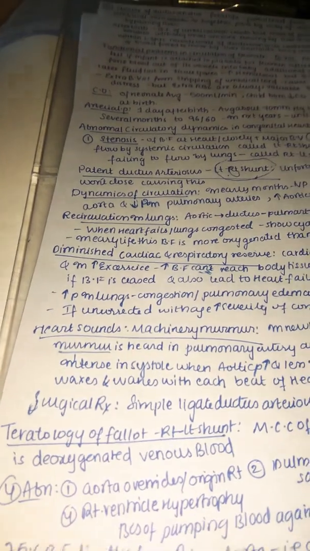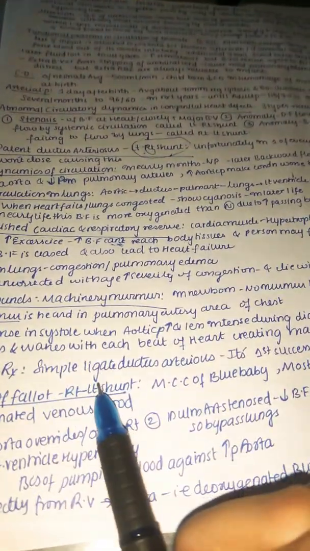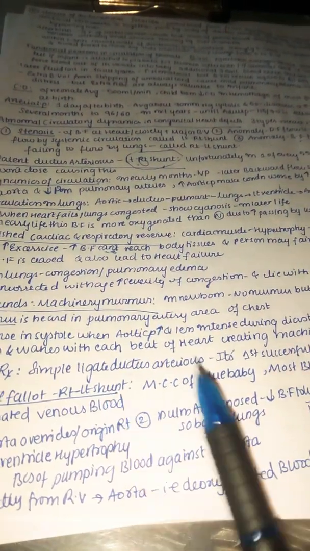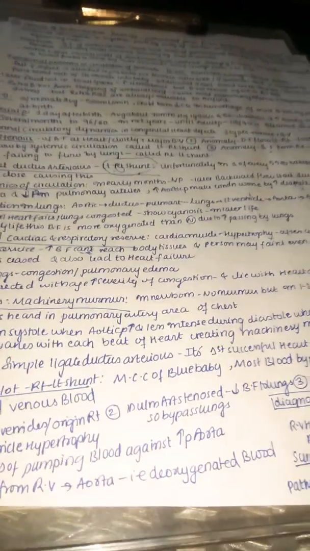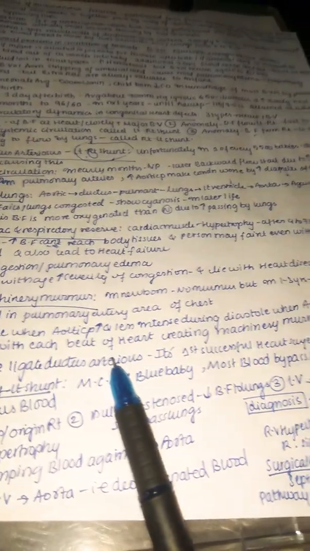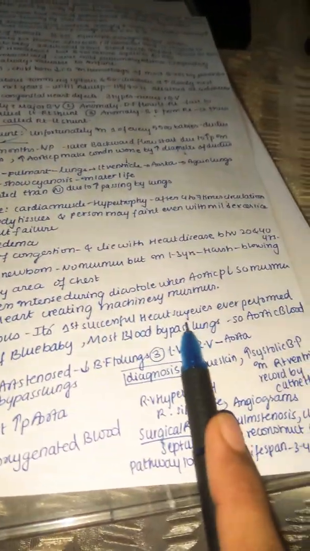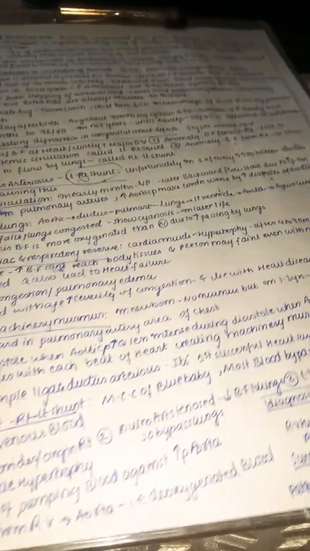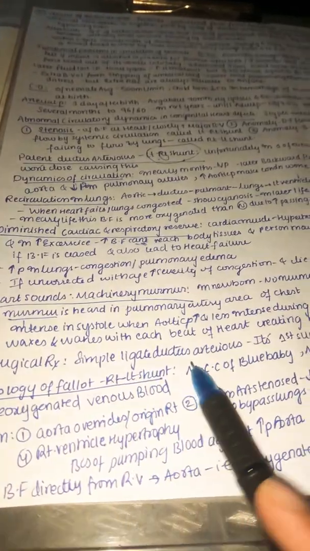So we can treat this person surgically. It is simple, because if you understand this concept, you just ligate the ductus arteriosus, and again everything comes back to normal. So the simple surgical treatment is to ligate the ductus arteriosus. It is one of the first successful heart surgeries ever performed, so this is very important. So what is the first successful heart surgery? That is the ligation of the ductus arteriosus, because it's a very simple process.